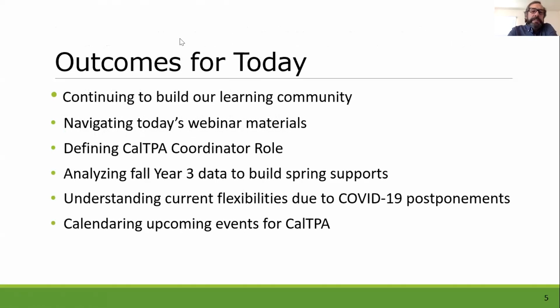Okay, so we're going to just focus on the outcomes for today from the agenda. We have six main outcomes, continuing to build the learning community. You're going to have an opportunity to meet with a couple of other folks from different programs in breakout rooms today. Looking at, again, the webinar materials, defining and supporting that idea of what your roles are, coordinator roles. And then a big part of this is looking at the data from year three in order to support your candidates going forward. And then also part of that is understanding flexibilities for COVID-19 and thinking about what's coming up in the coming months.